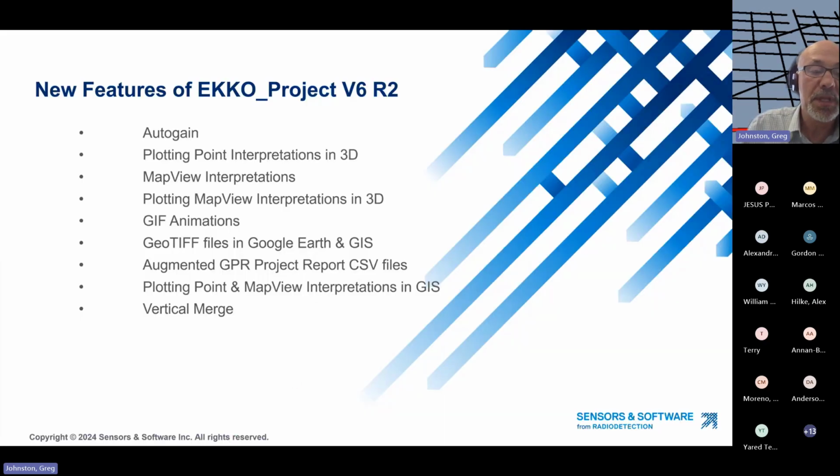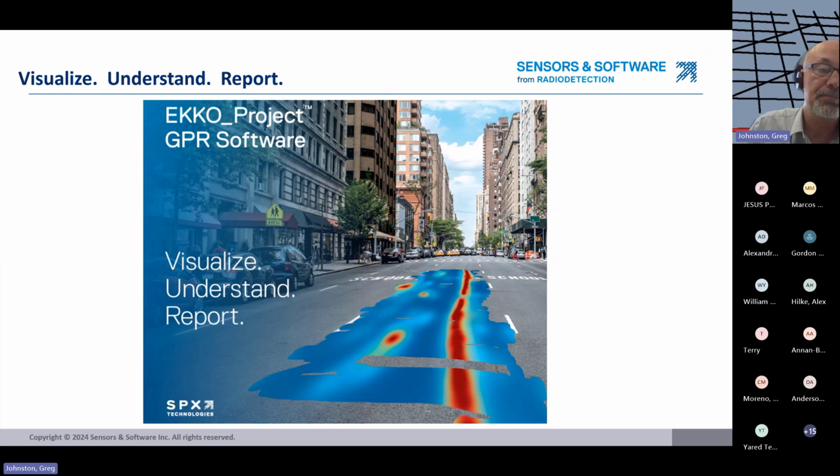Okay, so the plan is to go through these items. I'm going to have a little bit of an introduction to EKKO Project. But then we'll get into some of the new features: Autogain, point interpretations in 3D, a new type of interpretation called MapView Interpretations, plotting interpretations in 3D, GIF animations, GeoTIFF files, Augmented CSV files, and one called vertical merge. So these are the things I'm going to be going through. So, okay, let's get started.